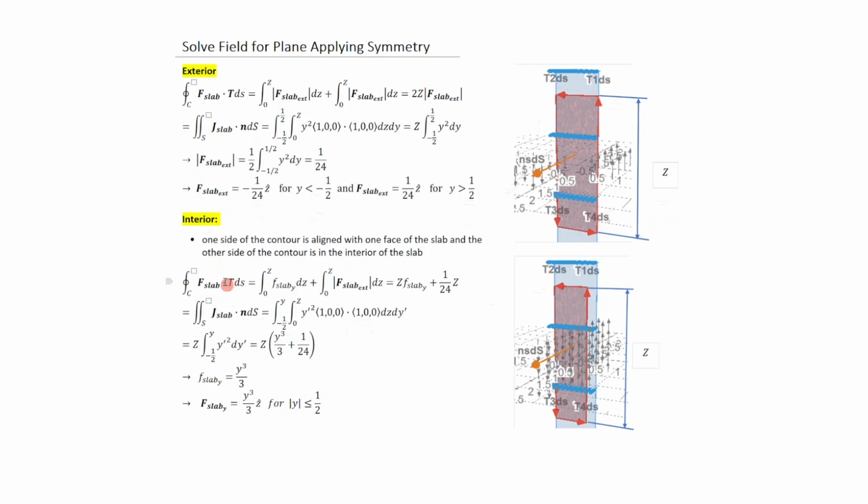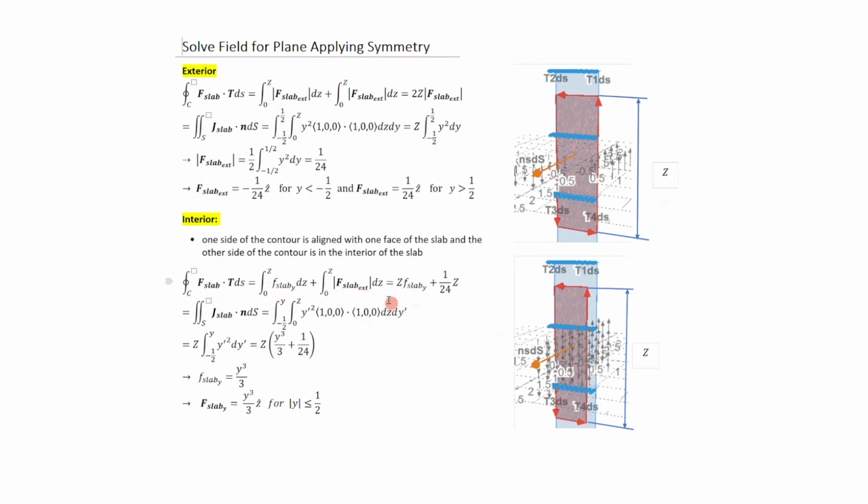On the interior, one side of the contour is lined with one face of the slab, and the other side of the contour is in the interior of the slab. This is the picture shown here. In this case, we already have computed this, so this is a known entity. We got this from this result here, and now it's this one we're trying to establish, depending on the relative position of y, which is how far this segment is away from this back edge.